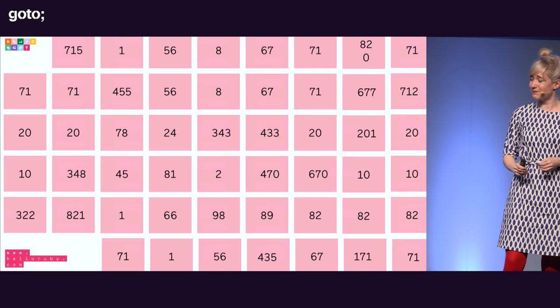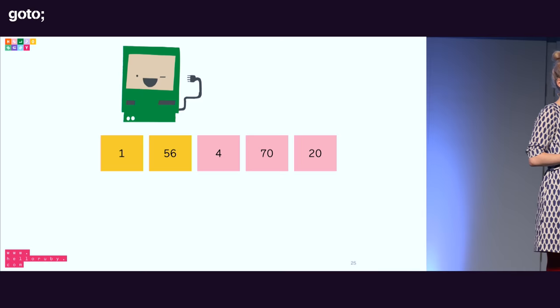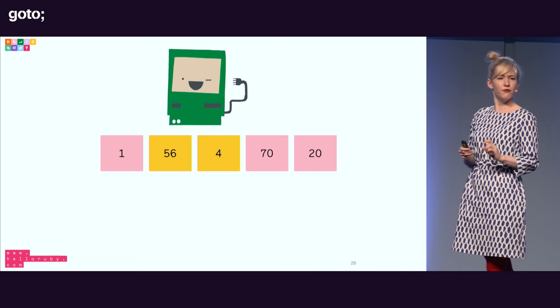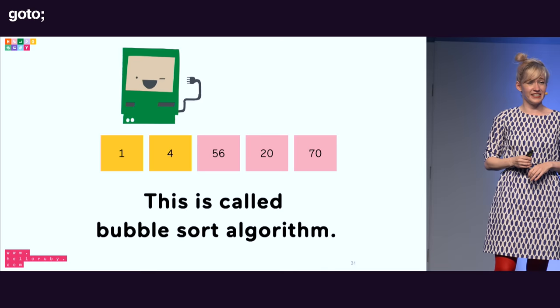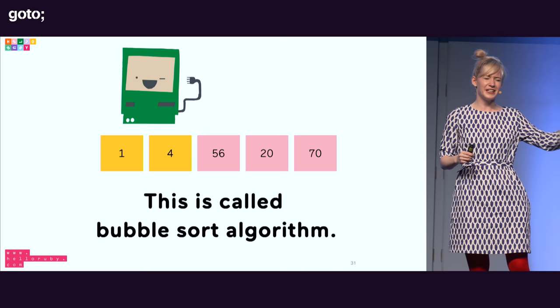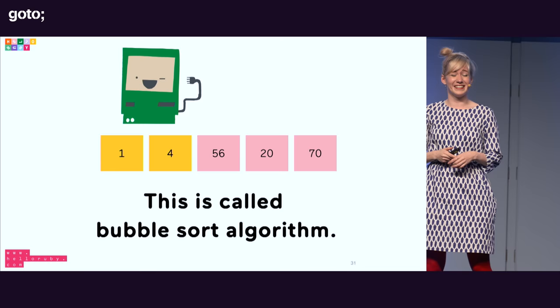And here's one way the computer could approach the problem. It would start from the beginning, it would compare 1 to 56, it would say 56 is bigger than 1, let's move on to the next pair. 56 and 4, 4 is smaller than 56, let's swap them around. It would keep going, 56 and 70 looks okay, 70 and 20, let's swap this around, and then it would move all the way back to the beginning, and this is called a bubble sort algorithm. A step-by-step instruction someone wrote years and years ago for the computer to sort numbers and a lot of other things, still in production today.